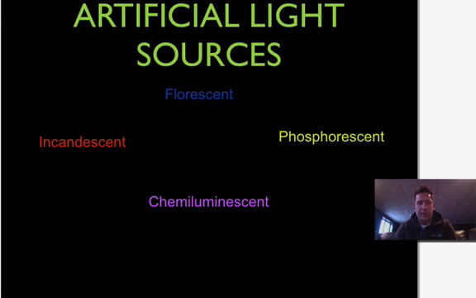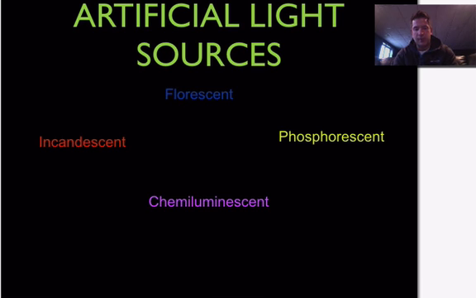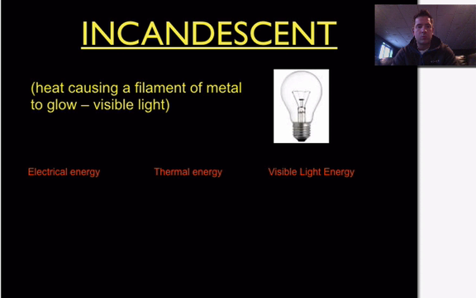So, I'll just kind of number these right now. 1, incandescent. 2, fluorescent. 3, phosphorescent. And then 4, chemiluminescent. Now these are artificial, so there's some external source that they need to power. So they need to absorb some form of energy to emit light. So we'll talk about these and we'll break them down individually. So the first one we're going to talk about is incandescent light sources.